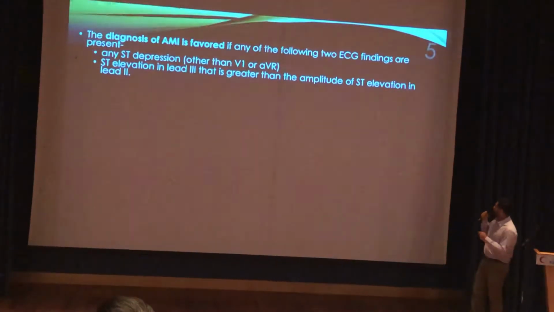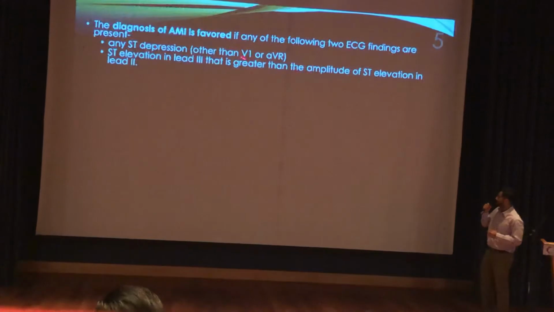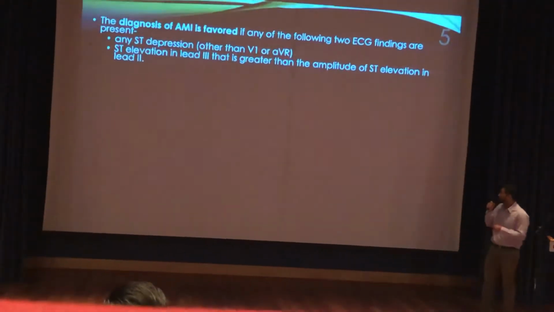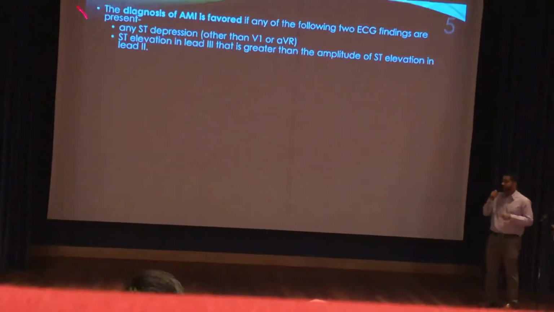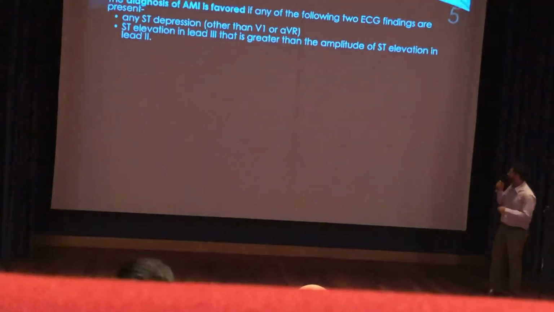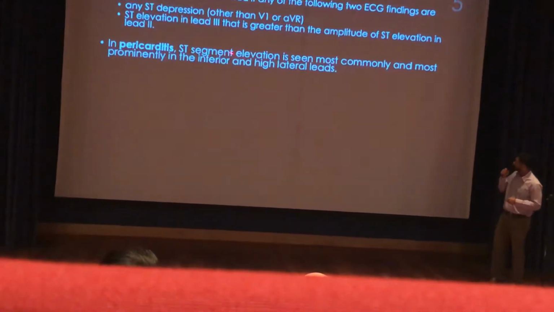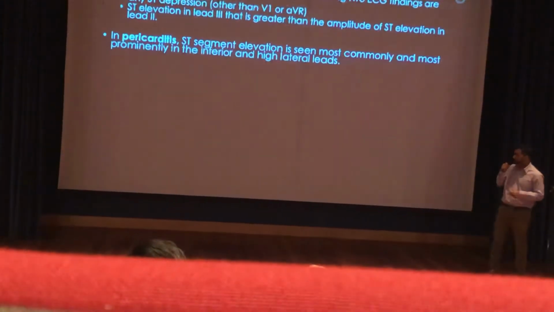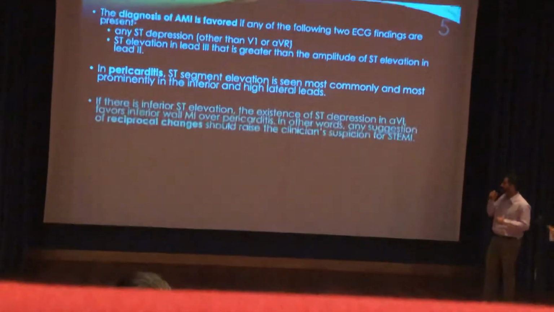So, just remember 5 things, okay? Diagnosis of acute MI is more preferred compared to pericarditis if you have any ST depression, okay? Or if the ST elevation over lead 3 is more significant compared to the ST elevation in lead 2. In pericarditis, your ST segment elevation is more prominent over your inferior and high lateral leads. These are the points that you remember where you differentiate.